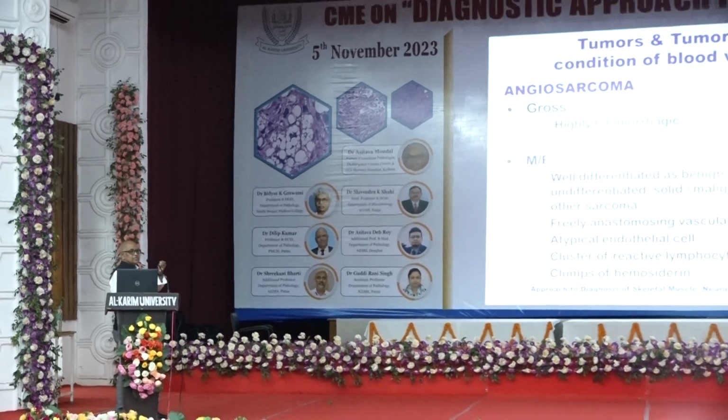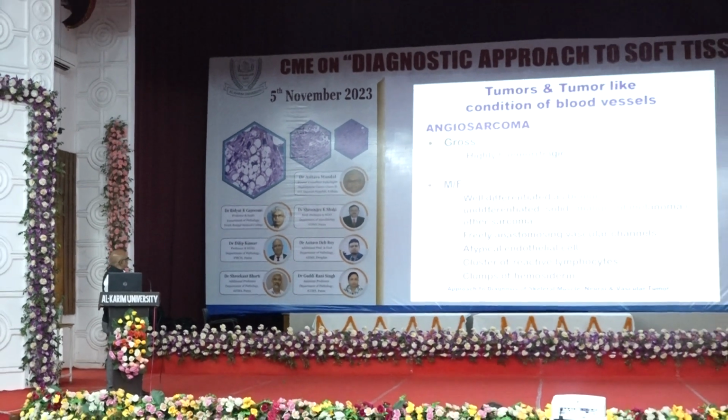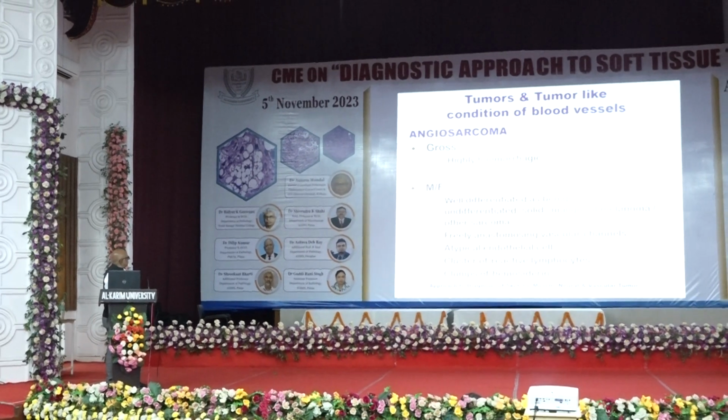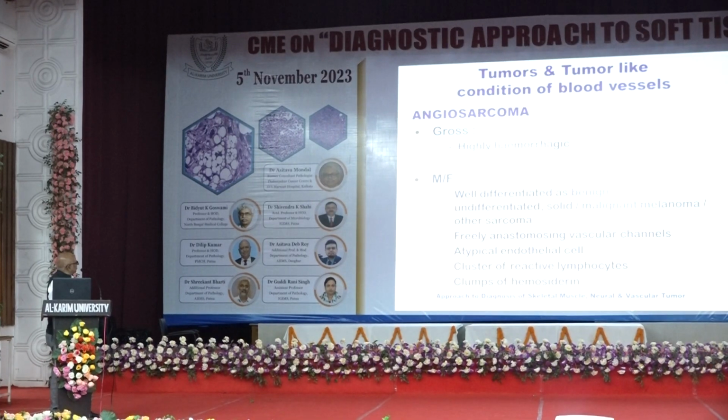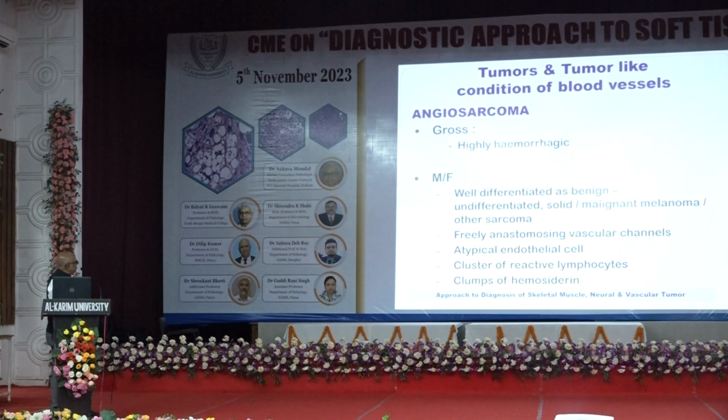Then in one of the sections you will see these cells well differentiated as benign, or very pleomorphic morphology. It will be well differentiated as benign, or it will be undifferentiated like other sarcoma. And you will see these freely anastomosing vascular channels, atypical endothelial cells, lymphocytes, and hemosiderin rings.